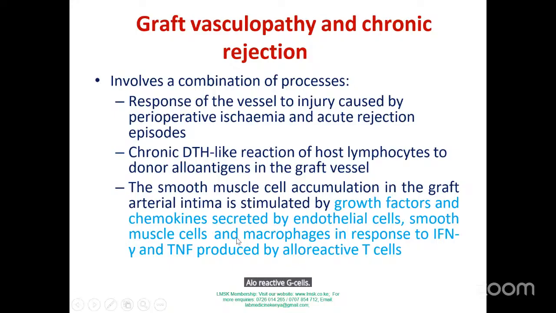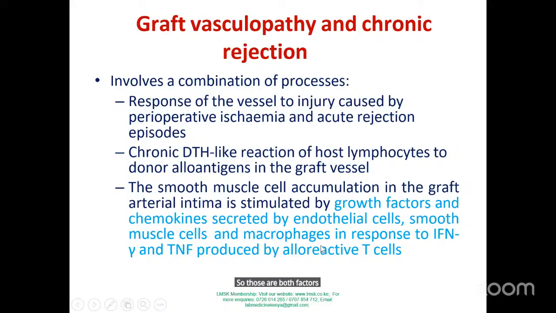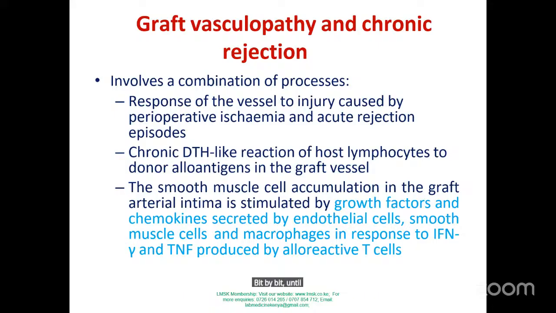So what happens here is that the smooth cells accumulation in the graft arterial intima is stimulated by growth factors and chemokines secreted by endothelial cells. So those growth factors make the smooth muscles start to overproliferate. In other words, it forms extra layers bit by bit until it becomes occluded.